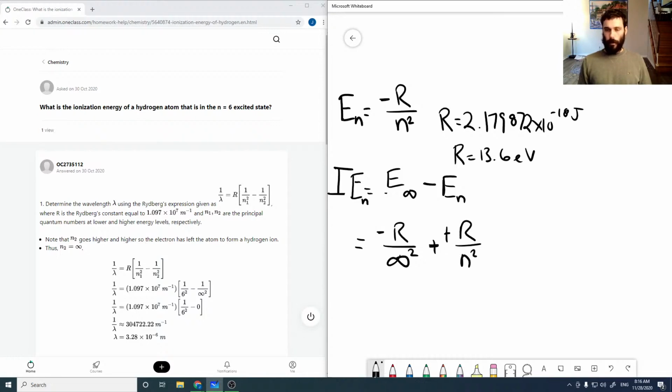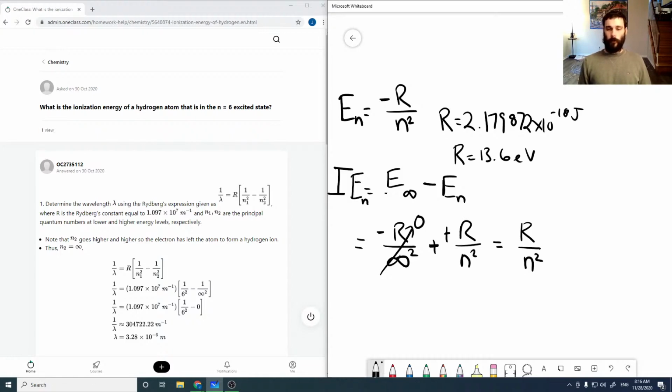And so that equals minus R over infinity squared minus a minus R over n squared. So that turns into a plus. 1 over infinity is just 0, and 1 over infinity squared is very 0. So then our ionization energy as a function of n is just R over n squared.